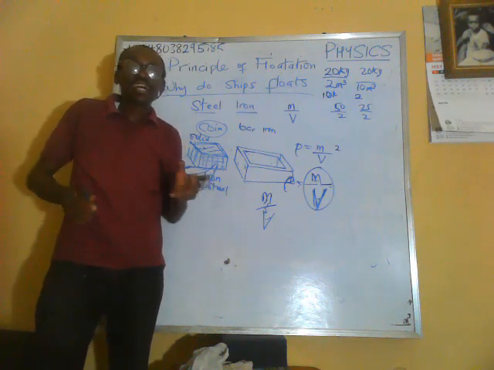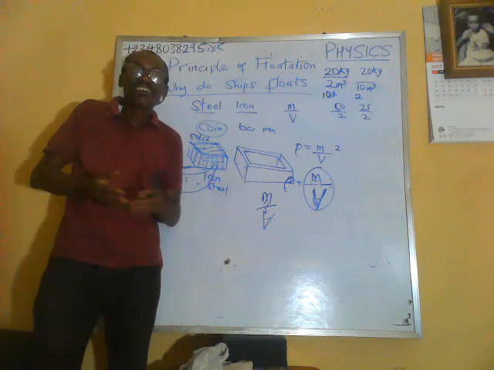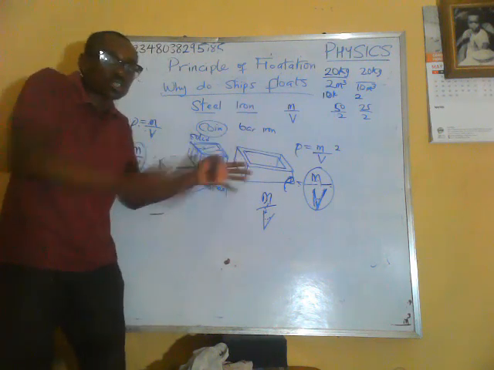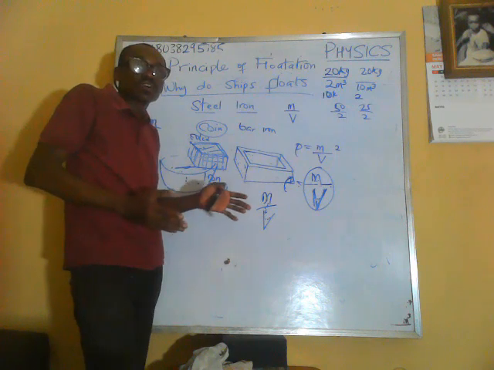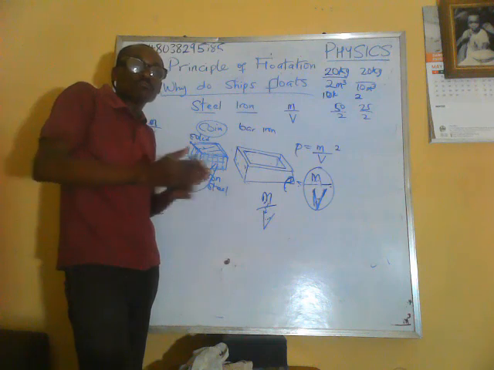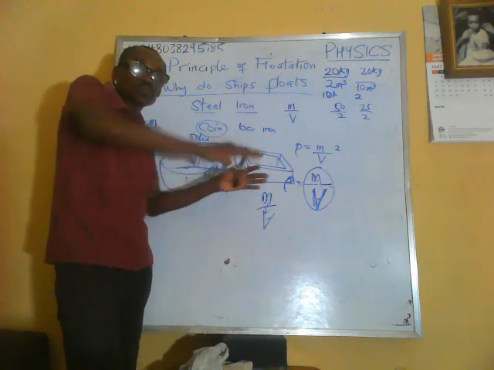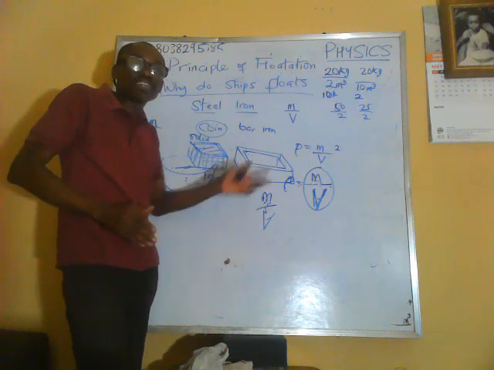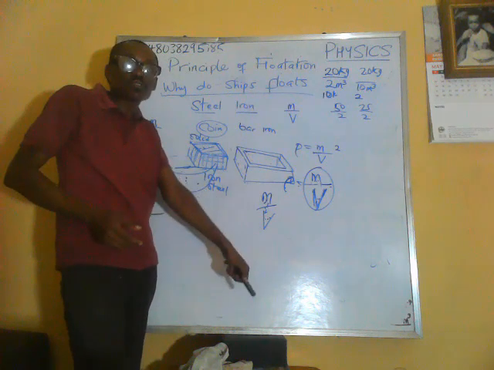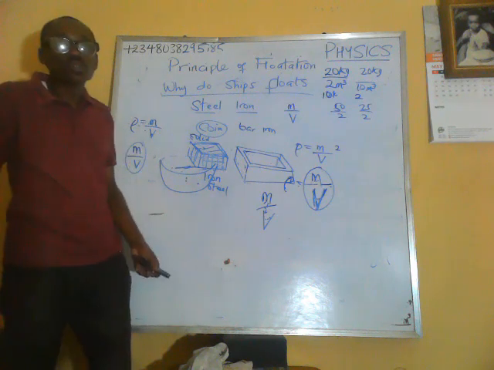And another thing is that ships are actually hollow objects. They contain air, so they are not solid mass throughout, iron from beginning to end. There are hollow spaces filled with air. So when you mix the density of the small amount of metal involved and the density of a lot of air, at the end of the day, the average density is smaller. The average density of the ship is smaller than the density of the water in which it is floating. So that is why the ship is actually able to float.